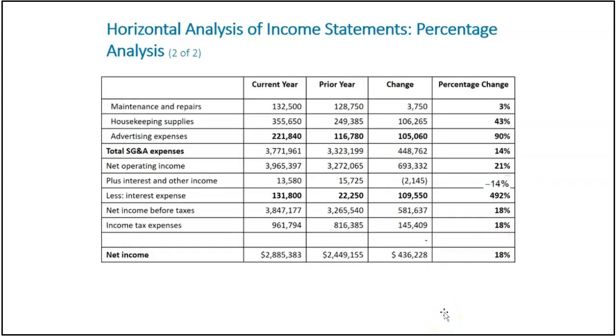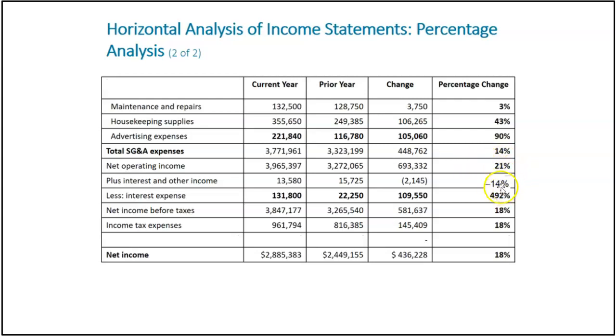Oh, we go on here. Here's the rest of the statement. So you can see advertising went up. They advertised like crazy, 90%. So SG&A increased overall by 14%. Operating income increased by 21%.